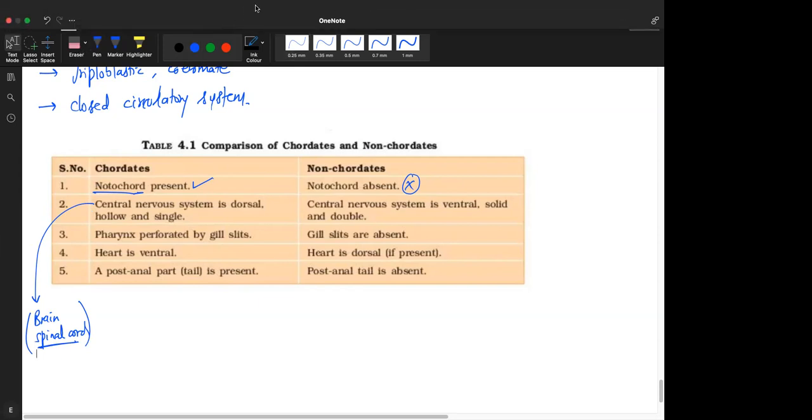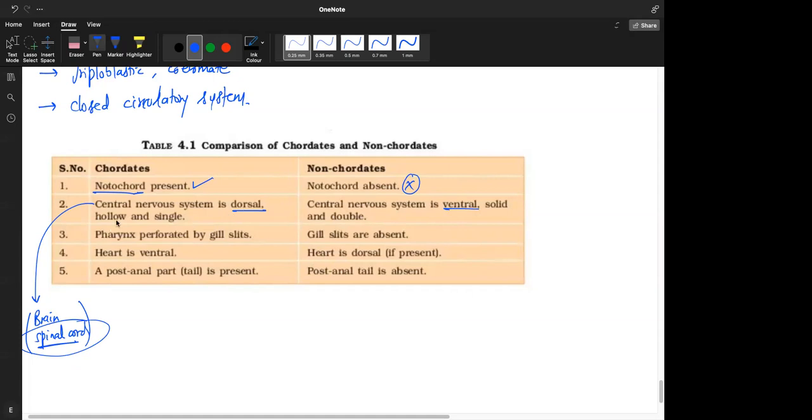Does it make sense to you? So the brain is at the top of the head, but where is the spinal cord? Towards the ventral side or dorsal side? You now know ventral and dorsal. Do you have any confusion in ventral or dorsal side? I got it. Very good. So the central nervous system is dorsal, by which they mean that the spinal cord is dorsal. Here, the central nervous system is ventral, by which they mean the spinal cord is ventral.